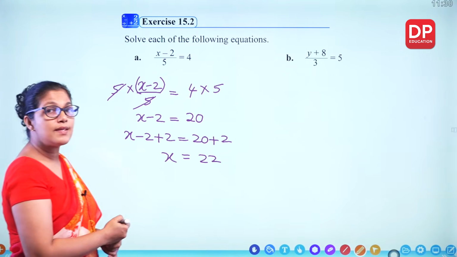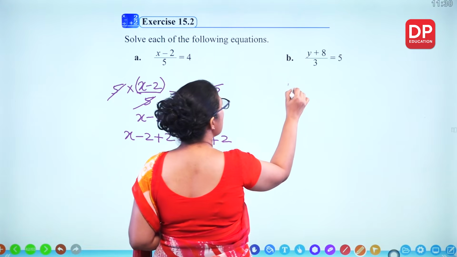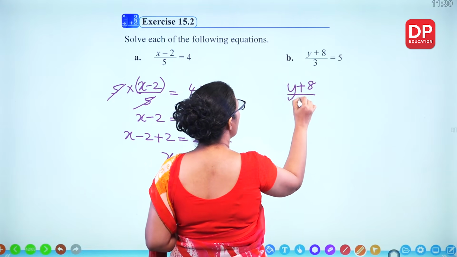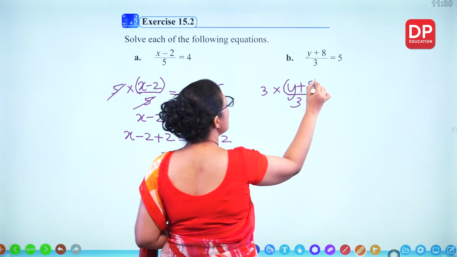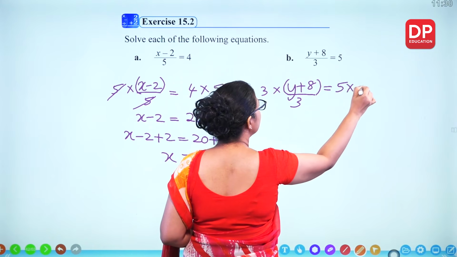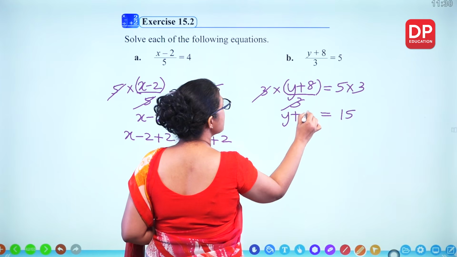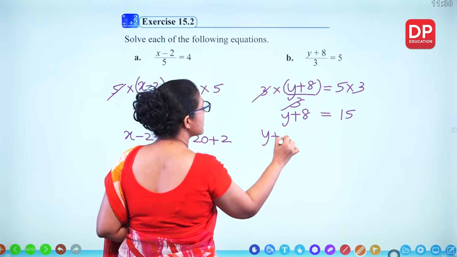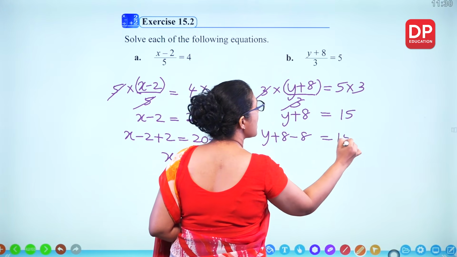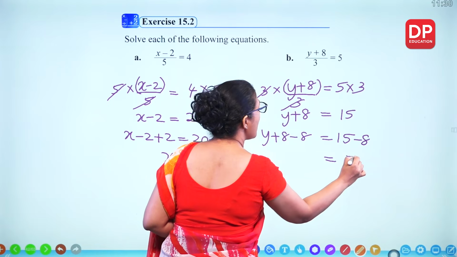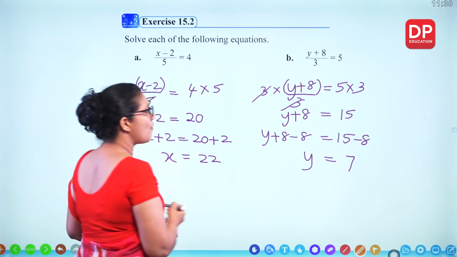This one, 3 is in the denominator. Multiply by 3, both the numerator and the denominator. 15 is equal to y plus 8. Now subtract 8 from both sides. I get 7 for y.